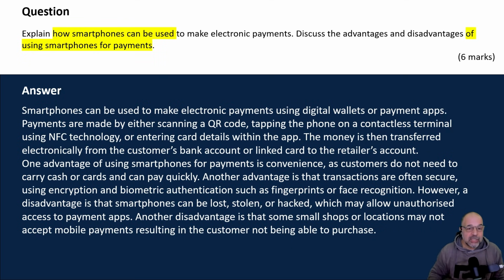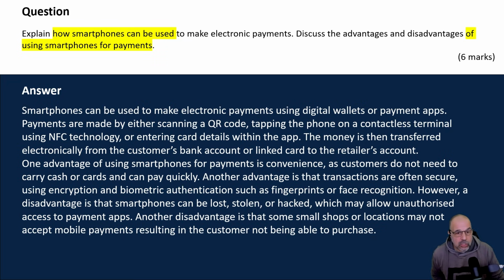You can tap the phone using NFC, or you could just use an application where you enter your card details and the payment is made. So let's say you scan something, or you go somewhere, it says, well, enter your card details to make the payment. You put your card details and you can make your payment. The money is then transferred electronically from the customer's bank account or linked card to the retailer's account.